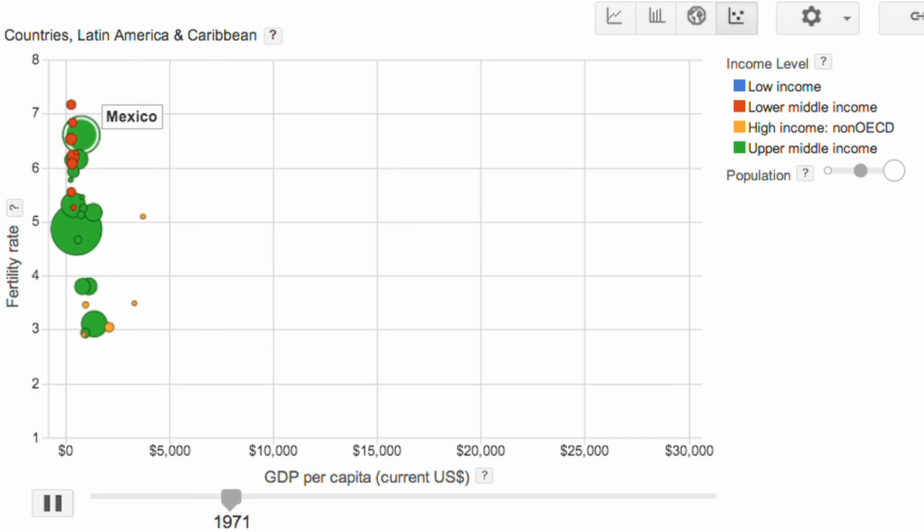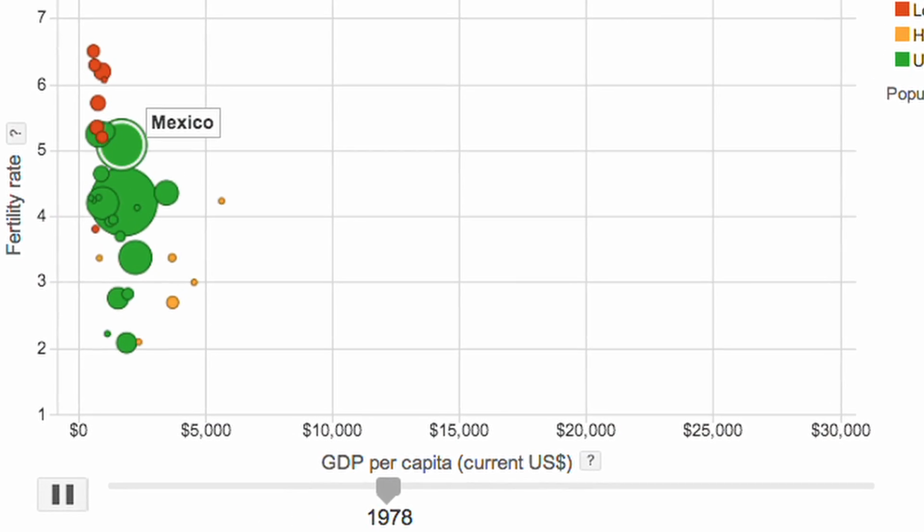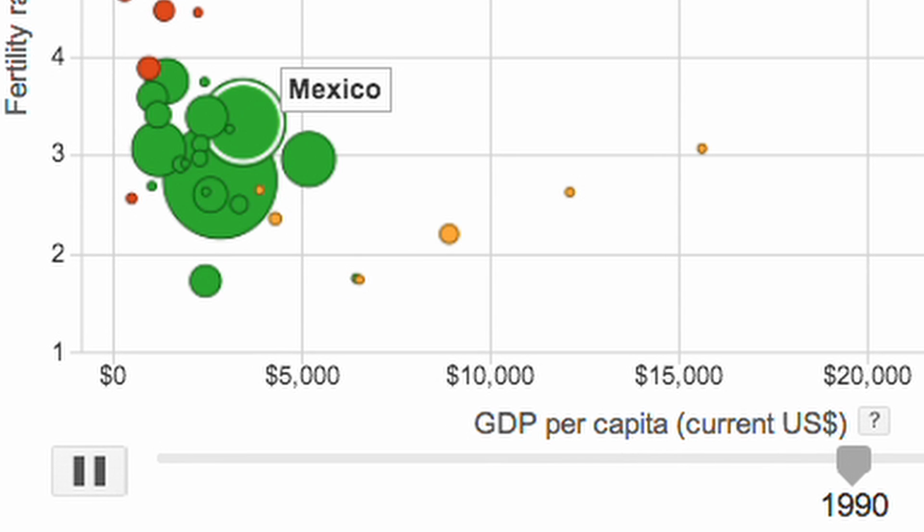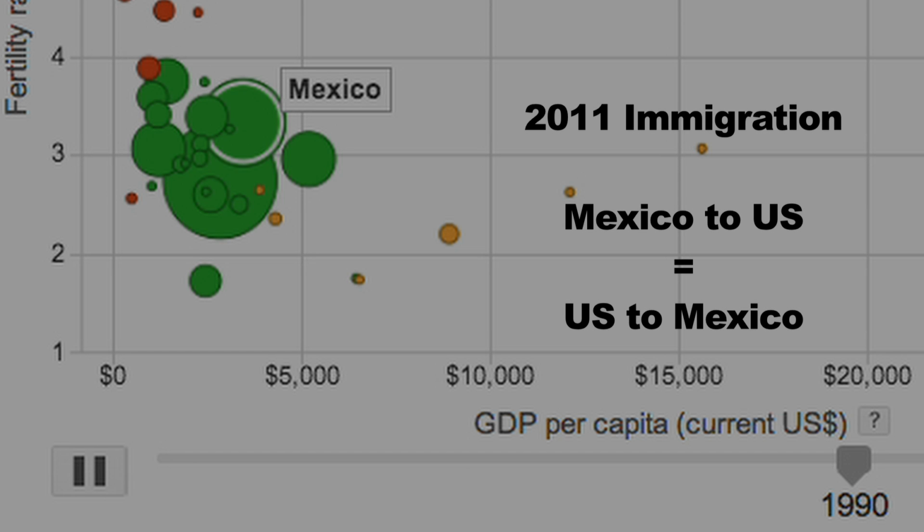Let's see what's happened south of the border since then. You can see birth rates steadily falling as income per person steadily rises. By 1990, Latin American women were only having an average of 3 children. This is less than half as many children, which helps to explain why immigration from Latin America has been dropping for years. In 2011, the number of people moving from Mexico to the United States was about the same as the number moving from the United States to Mexico.